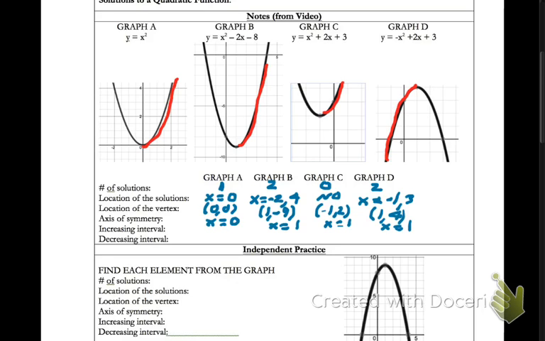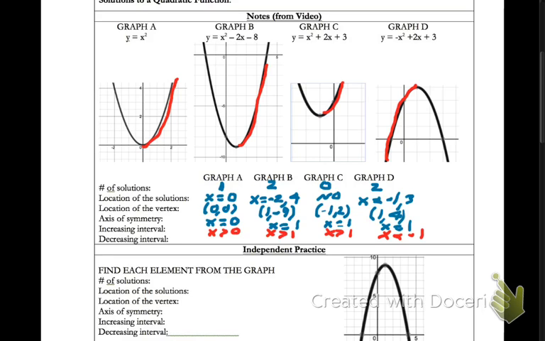Now, in taking a look at these red features that we have here, we want to go ahead and identify the increasing interval. Well, we can say that as when x is greater than 0 on graph A, the parabola is going up. On the second one, when x is greater than 1. The third one, when x is greater than 1. And the fourth one, when x is less than -1.